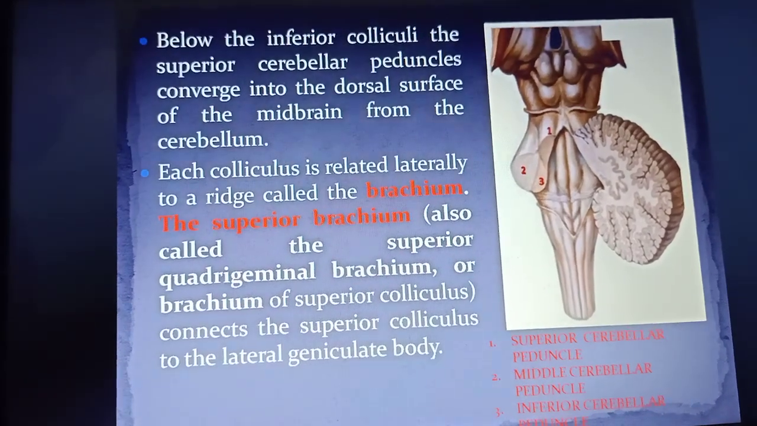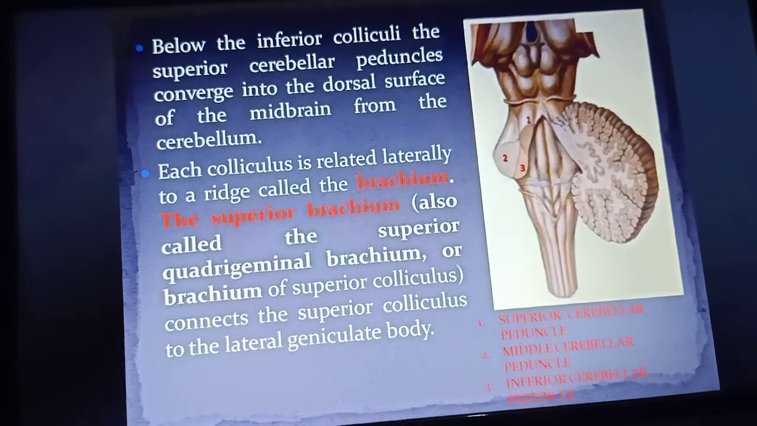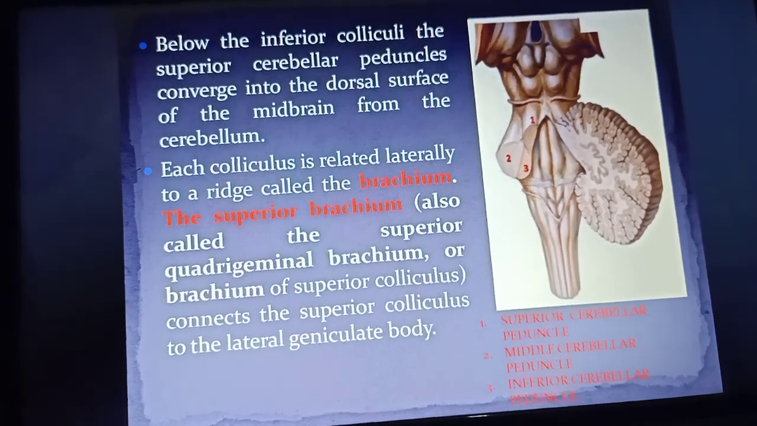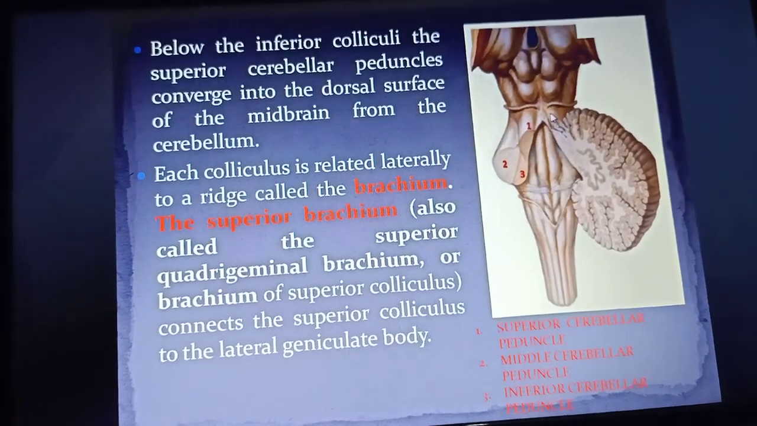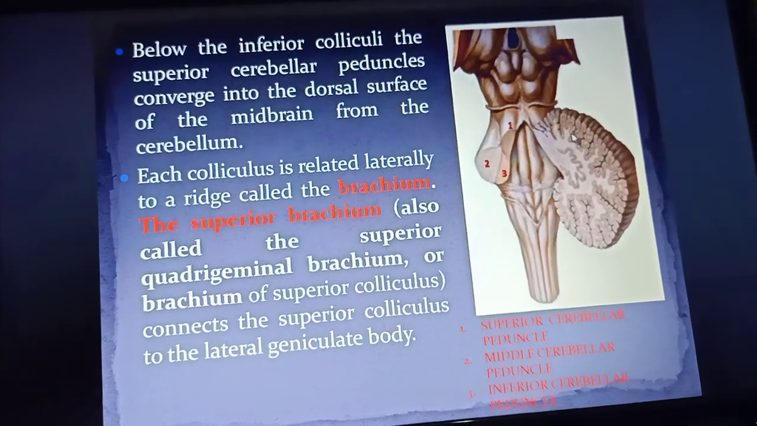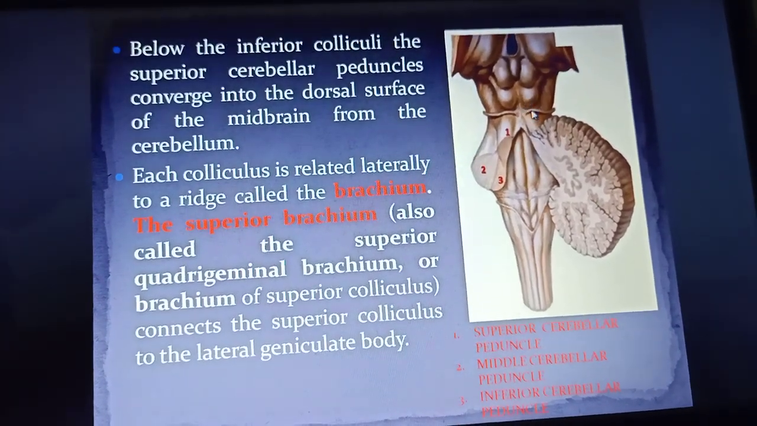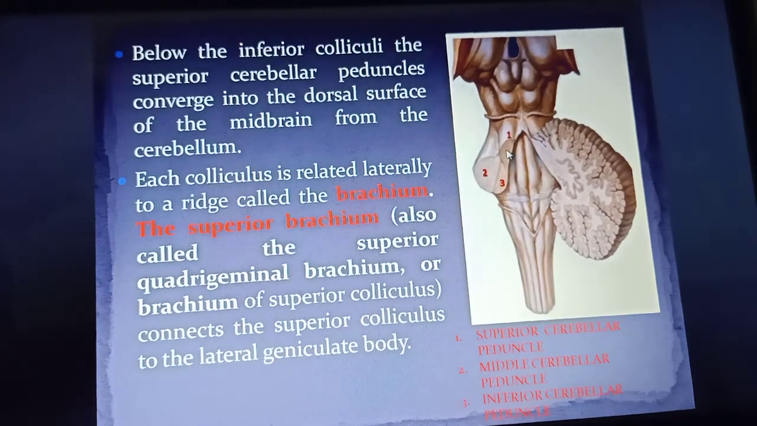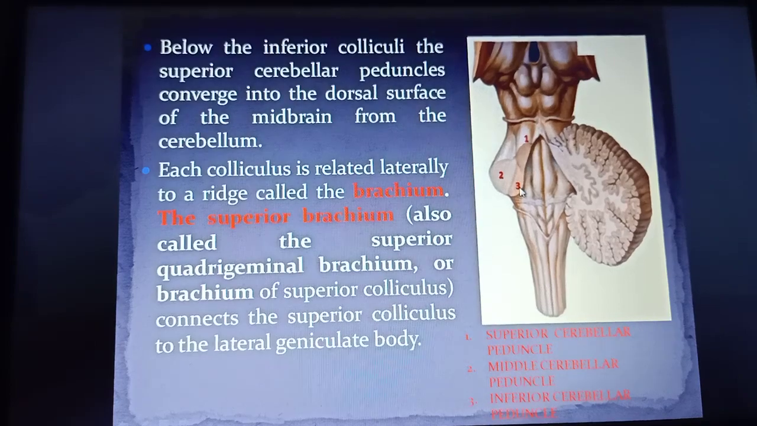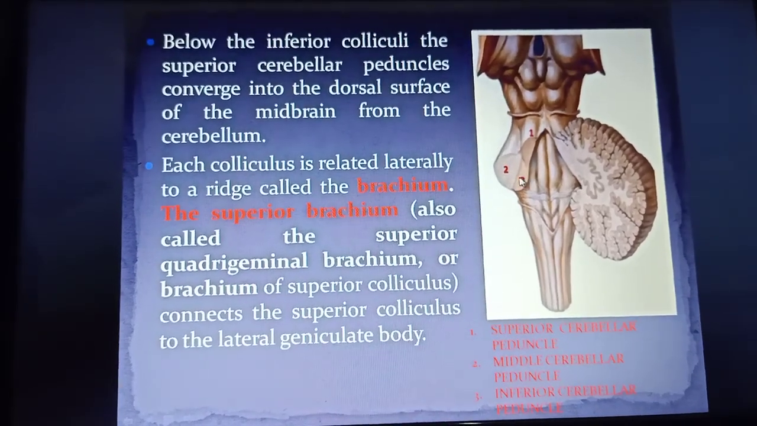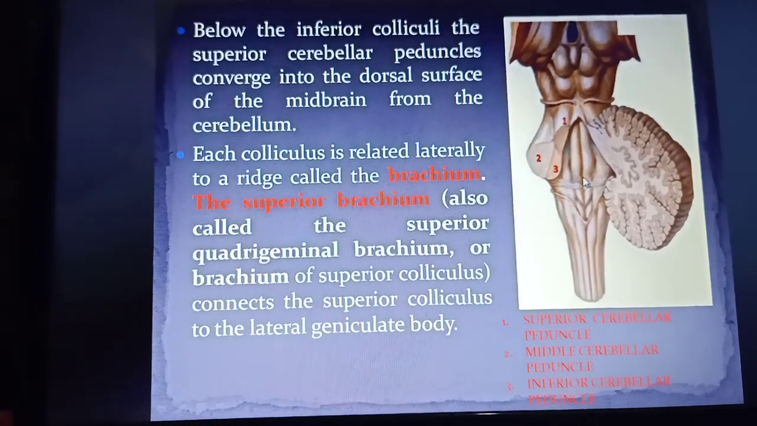Below the inferior colliculi, the superior cerebellar peduncle converges into the dorsal surface of the midbrain from the cerebellum. See in this diagram, this is cerebellum and this is superior cerebellar peduncle, which connects cerebellum with the midbrain. It lies below the inferior colliculi. Here is superior cerebellar peduncle, here is middle cerebellar peduncle, and here is inferior cerebellar peduncle. These three peduncles connect the cerebellum to the brainstem.